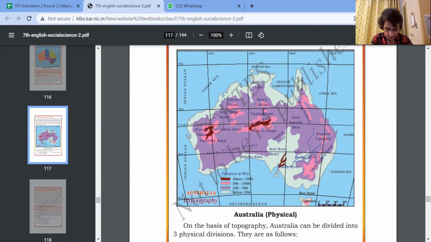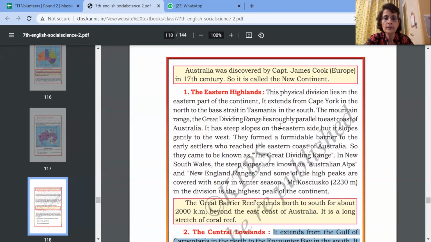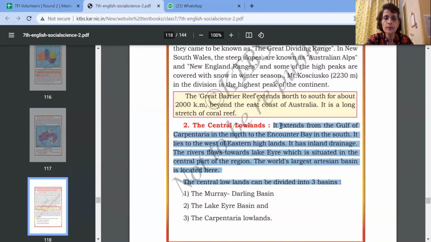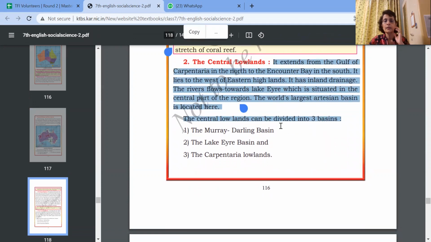एंड इट इज ऑल्सो फ्रॉम ईस्टर्न हाईलैंड. तो ये ईस्टर्न हाईलैंड इधर था, राइट, जहाँ ग्रेट डिवाइडिंग रेंज है. तो यहाँ से कहीं लोलैंड शुरू होता है और यहाँ इस वेस्टर्न साइड तक जाता है. तो दिस इज द एरिया ऑफ द eastern, the central lowlands. Okay.